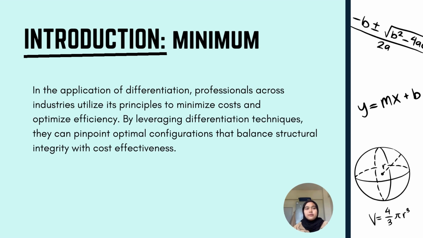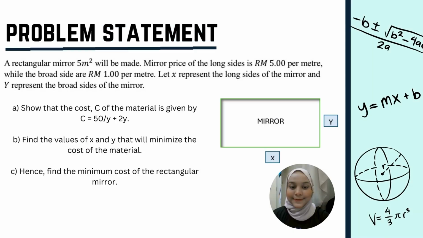Introduction for minimum. In the application of differentiation, professionals across industries utilize the principle to minimize cost and optimize efficiency. By leveraging differentiation techniques, they can pinpoint optimal configurations that balance structural integrity with cost effectiveness.